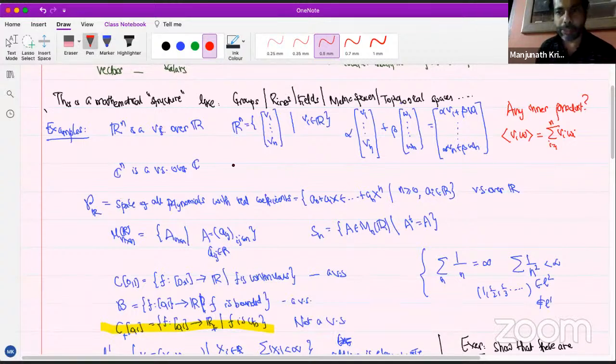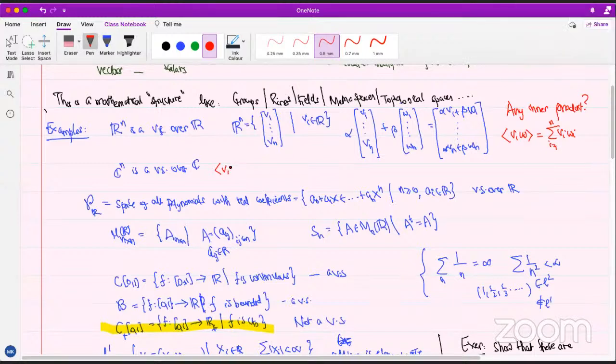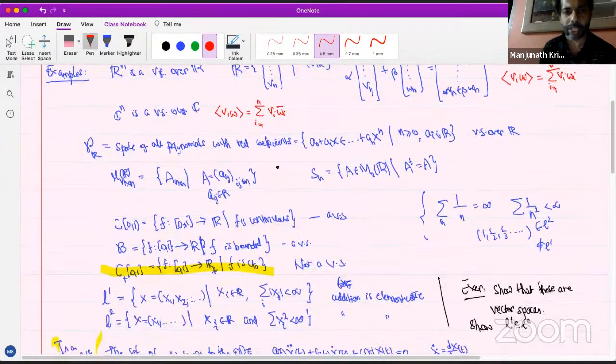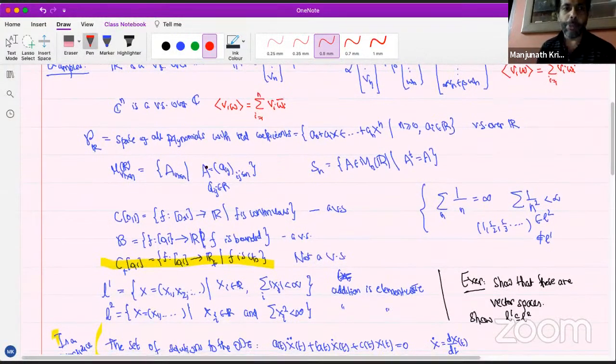On complex numbers, what is the inner product? I mean, is there any inner product? Sum of vi wi bar. Yeah, in this case, you have to take the conjugate. Otherwise, you would not get an inner product, because when you interchange w and v, you should get the conjugate of this. Then, on polynomials with real coefficients.